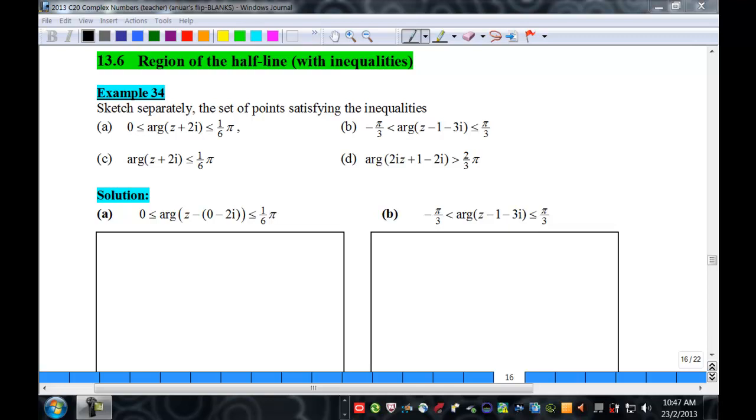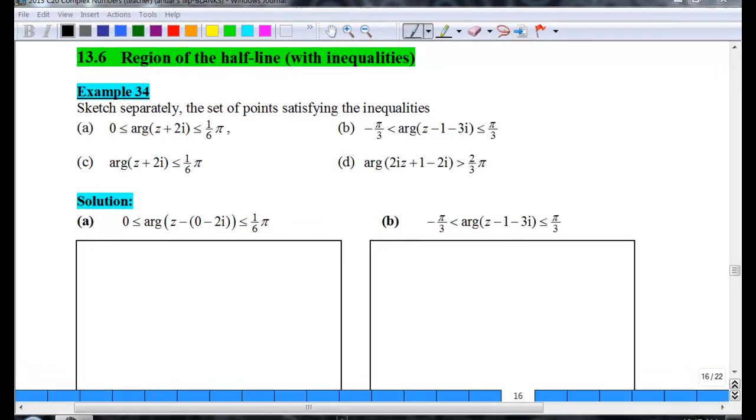Alright, so in this section we're going to look at locus represented by the half line, involving inequalities. As we have seen before in the circle and the perpendicular bisector, when we have inequalities, there are certain regions that we actually need to focus on. Similarly for the half line, for any of the equations involving inequalities, we need to focus on some regions which represent the variable complex number z. Alright, so let's look at example 34a.